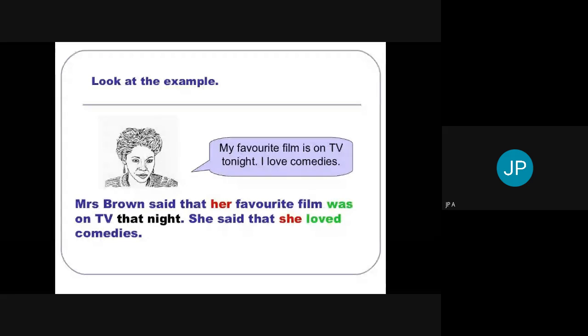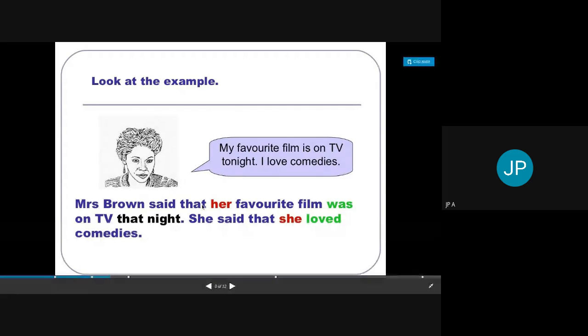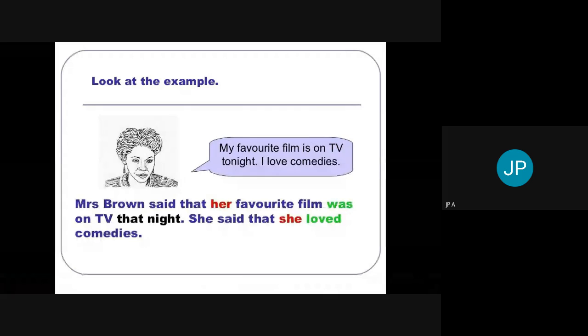And you can see that there is a connecting word that is used. If you look at that sentence, Mrs. Brown said that. That is not there in the original sentence. Mrs. Brown said that. That is the word which connects. So that is a connecting word. What is its function? It is a connecting word to connect the statement made by Mrs. Brown to indicate who said that statement.